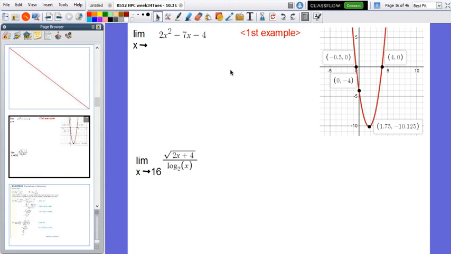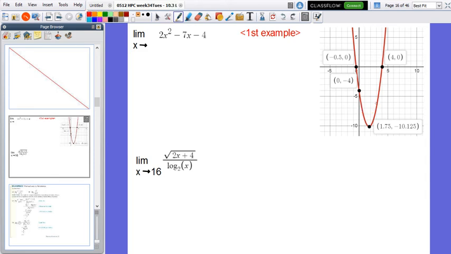Today's lesson is going to be a continuation of what we did yesterday. In fact, I think it should actually be a little bit easier. Okay, so now let's just visually look at this graph right here.